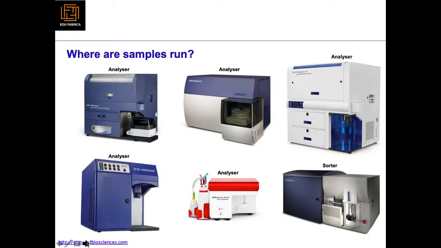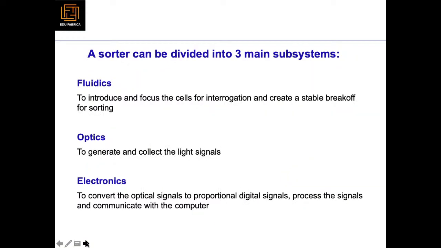These are the various analyzers that are available in the market from BD Biosciences. You can choose among them. Further, the main system of the FACS machine is divided into three different parts: fluidics, optics, and electronics. The fluidics introduce the cells for interrogation and create a stable break-off for sorting, whereas optics generate and collect the light signals, and electronics convert the optical signals to proportional digital signals, process the signals, and communicate with the computer.